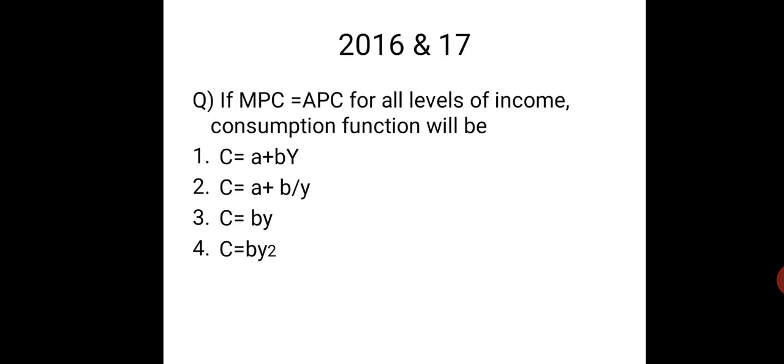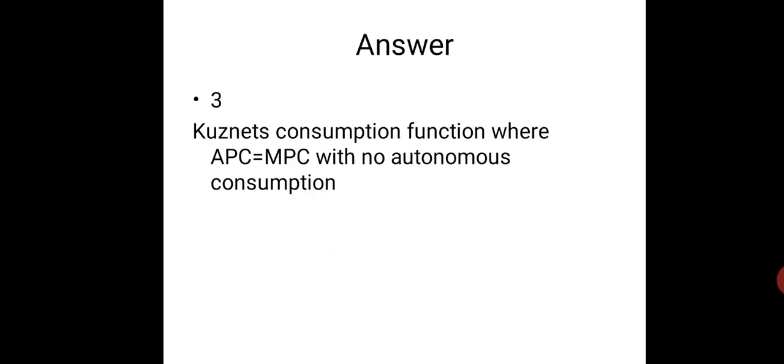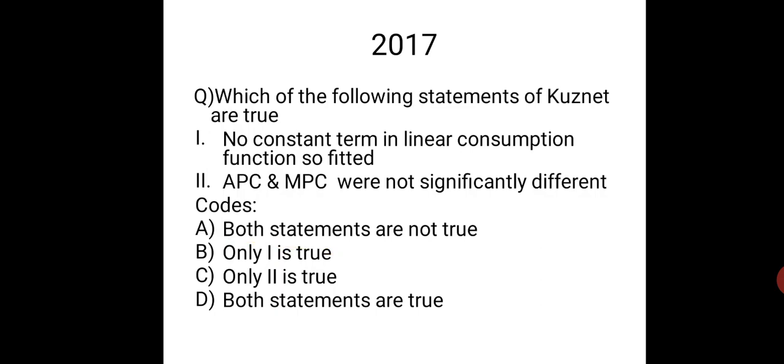Next question, which has appeared 2 times, that is 2016 and 17. If MPC is equal to APC for all the level of income, consumption function will be. So you know that MPC is equal to APC in whose consumption function? Under Kuznets consumption function. And we know that Kuznets consumption function is C equal to BY. So the answer has to be 3, that is C equal to BY. Right? Moving on to question which has appeared in 2017.